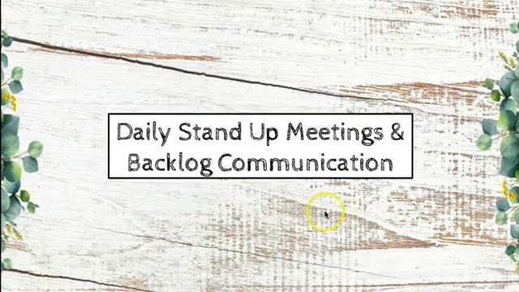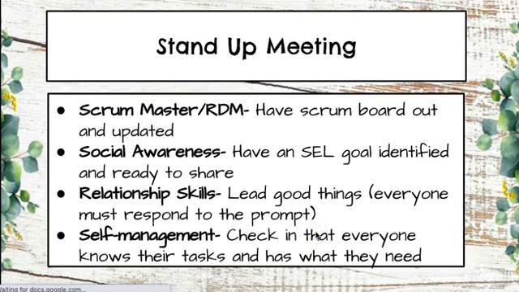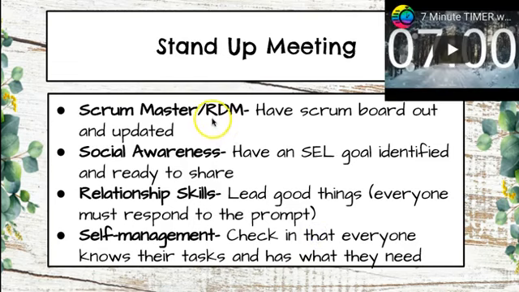Let's talk about stand-up meetings. So every day, students had a 5 to 7 minute meeting where they were actually required to stand up. They did not love that. And talk about a few things. And it was all organized around their roles. So the Scrum Master was actually the responsible decision-making person. They had the Scrum Board out. They updated the Scrum Board. They talked about the individual goals. The Social Awareness person actually had people identify a social emotional goal for the day.